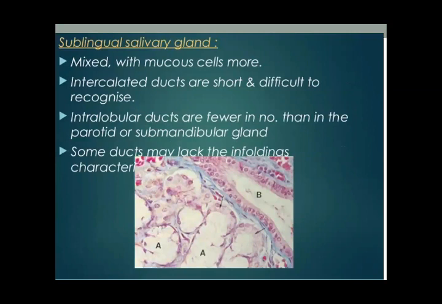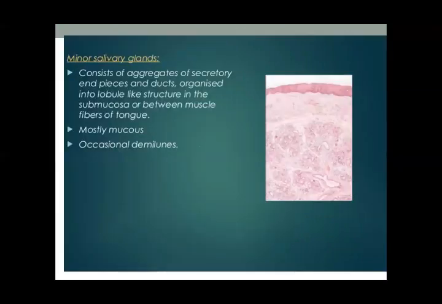Sublingual salivary gland is mixed, with mucous cells predominating. Intercalated ducts are short and difficult to recognize. Intertubular ducts are fewer in number than in the parotid or submandibular glands. Some ducts may be larger in size. Minor salivary gland consists of aggregates of secretory acini and ducts organized into lobule-like structures in the submucosa or between muscle fibers, mostly mucous, occasionally ganglions.